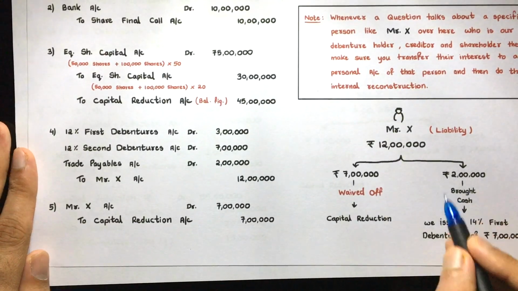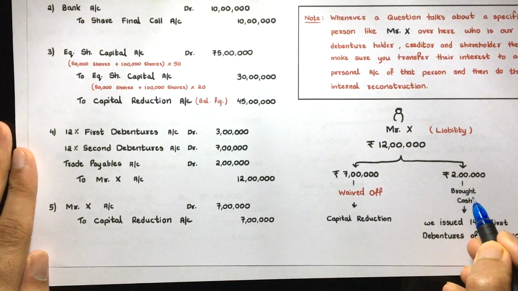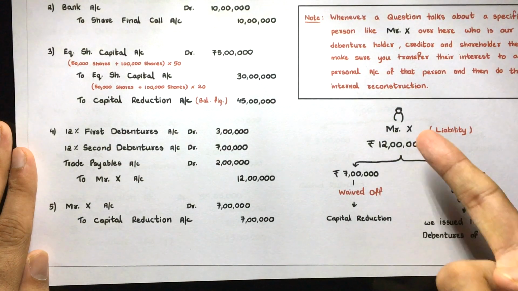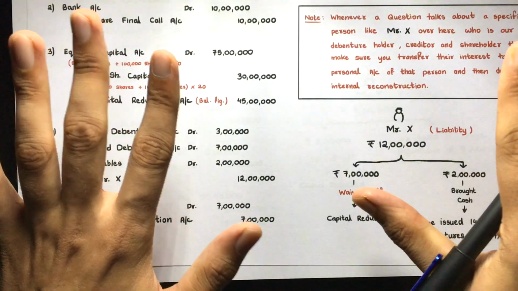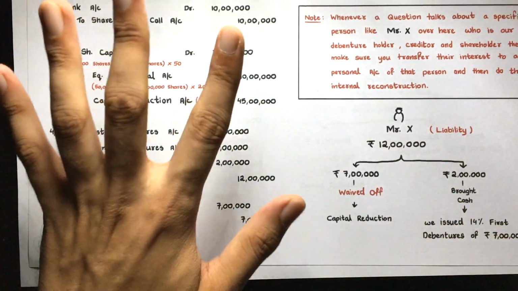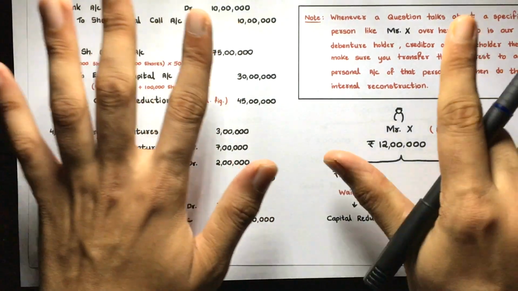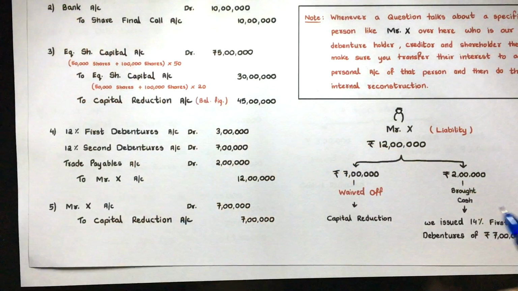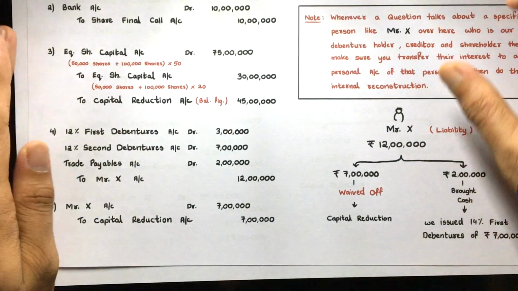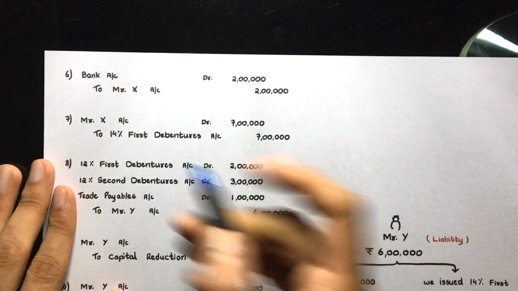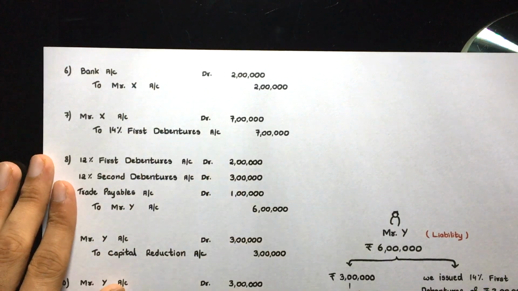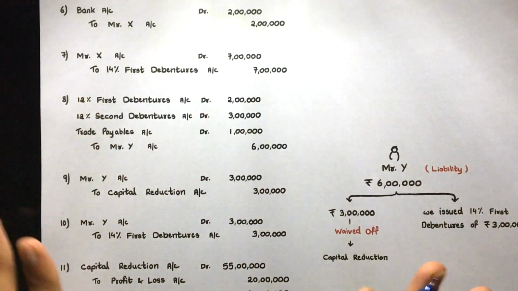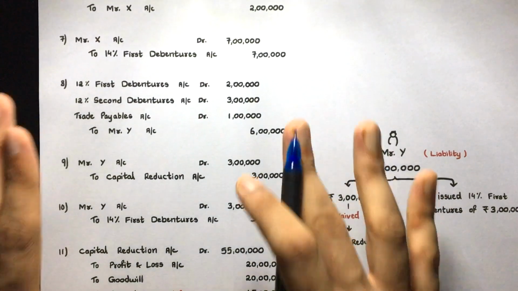Then the question said Mr. X brought in 2 lakh cash. Yes, so our liability to Mr. X increased. 12 minus 7 is 5, then again he brought 2, so that became 7 lakh. Now for this 7 lakh we had to issue debentures, isn't it? Yes. So we issued debentures over here. We got 2 lakh, we issued debentures, and then Mr. X's adjustment was completely finished.